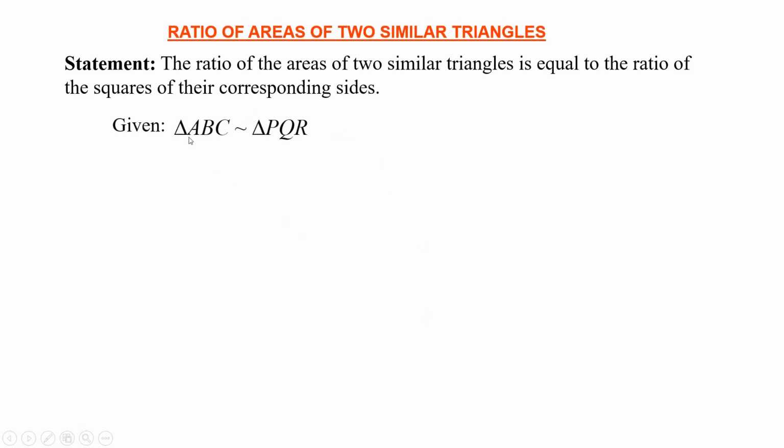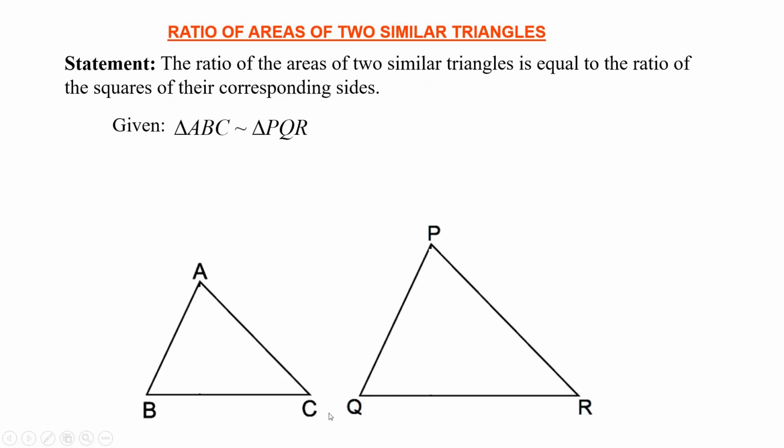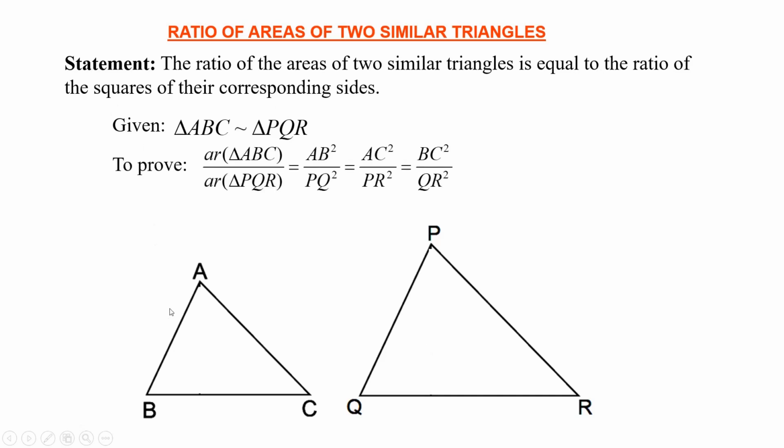So what is given: two triangles are similar, let triangle ABC and PQR be similar, and what we have to show is that the ratio of the areas of these two is equal to the ratio of the squares of the corresponding sides. That means area of triangle ABC upon area of triangle PQR is equals to AB square upon PQ square. This is the ratio of square of corresponding sides. Is it clear what we have to prove?